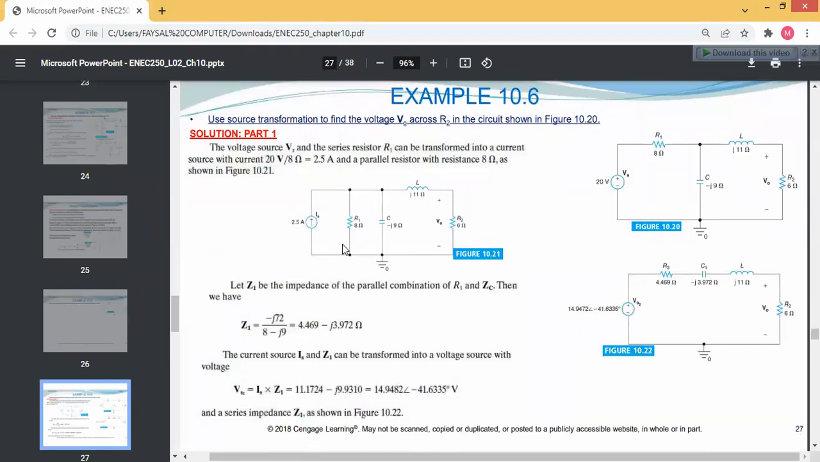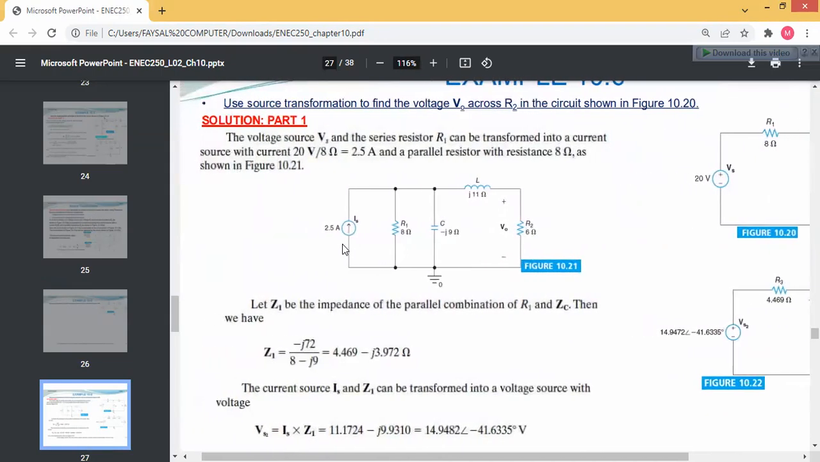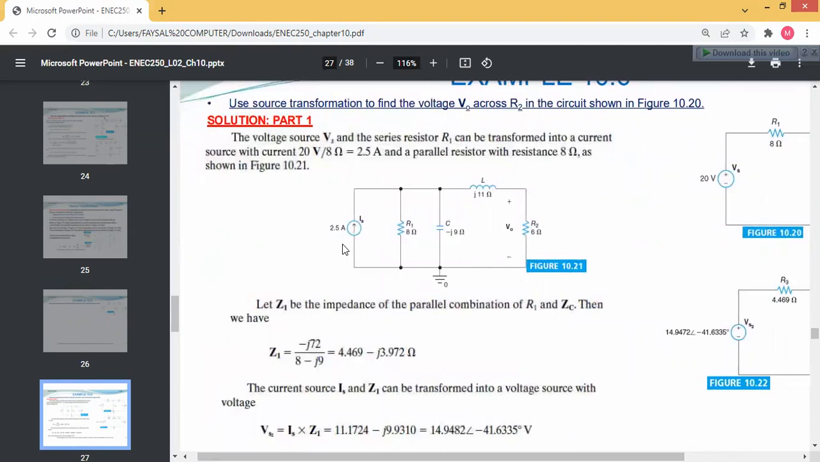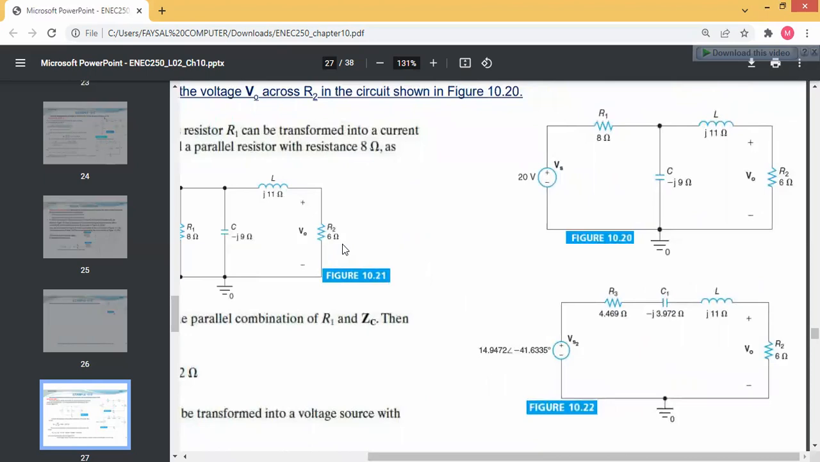Again, this is the circuit given. Basically, we have to find the value of V naught in circuit 10.20, which is this one, with the value of VS 20 volt, R1 equals 8 ohm, capacitor impedance equal to minus j9 ohm, the inductor value equal to j11 ohm, with the V naught parameter and with R2. So R2 is 6 ohm.